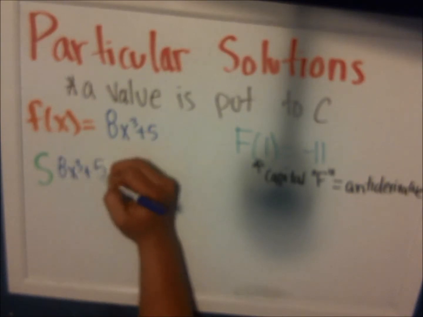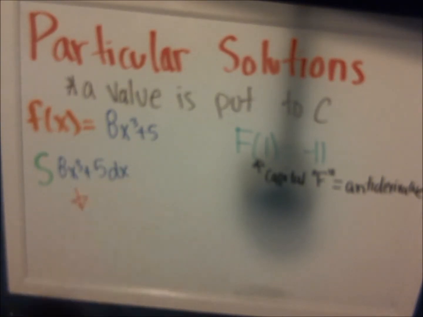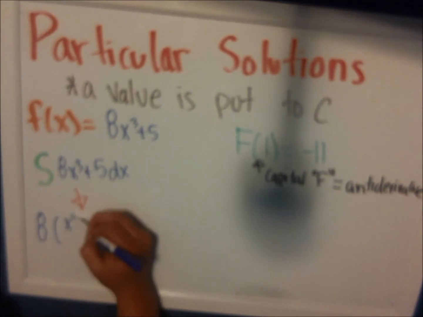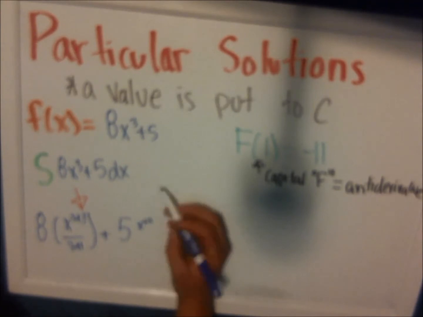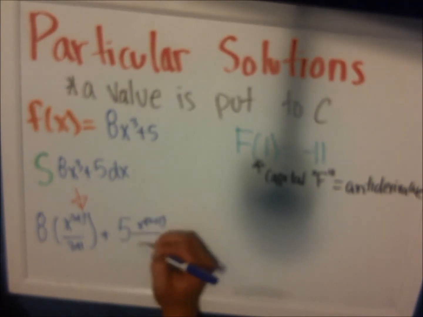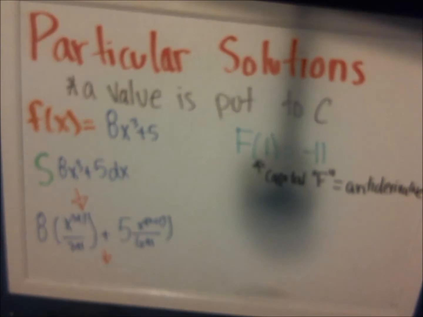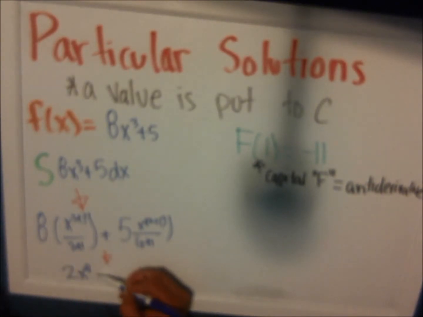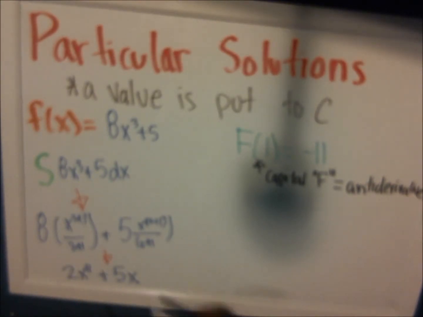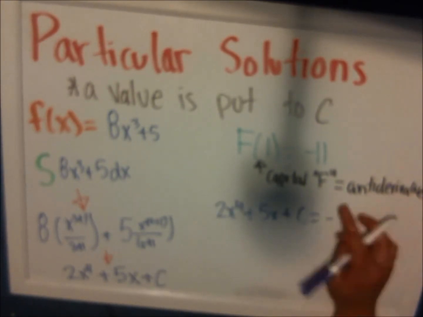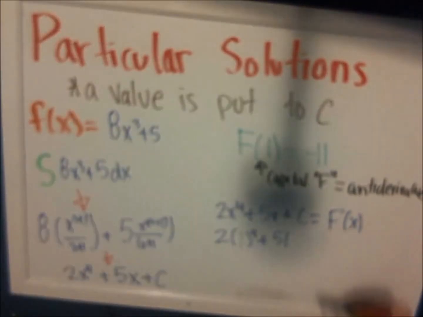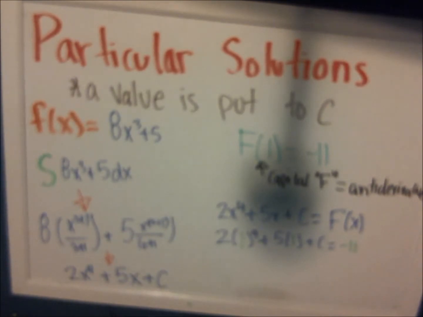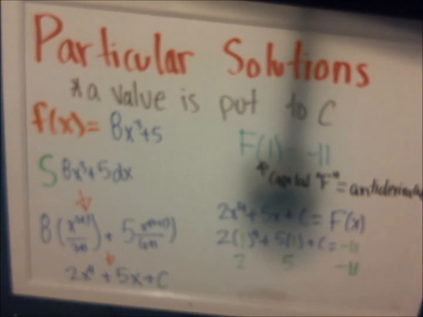So all we're going to want to do is take the antiderivative of 8x to the third plus 5. So once again, we'll split it up like the polynomials, and we'll take the antiderivative of each one separately. So we'll have 8x to the fourth over 4, which equals 2x to the fourth, plus 5x, plus c. This is why we can't forget c. So from there, you just use the f of 1 equals negative 11. You plug that in. So we get 2 times 1 to the fourth plus 5 times 1 plus c equals negative 11.